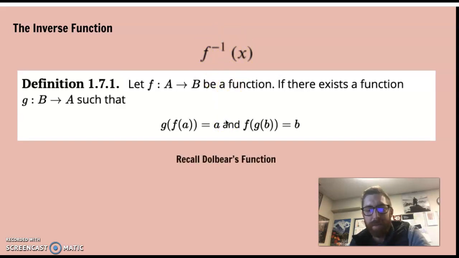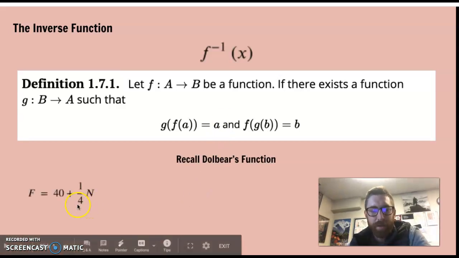If we wanted to think about an inverse from a real life perspective, I know we've seen it before, this Dolbear function. So f is the temperature, n is the number of chirps. If I want to figure out the temperature, I'm probably going to use this thing right here. Listen, how many chirps did I hear? Plug it in, run it through the function, see what f is. It's going to predict the temperature.